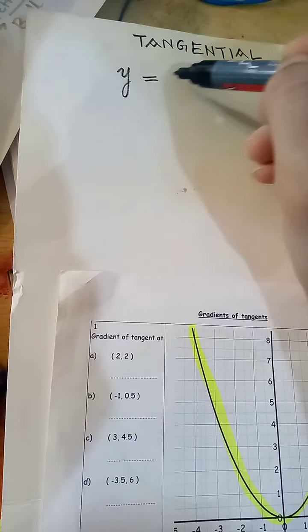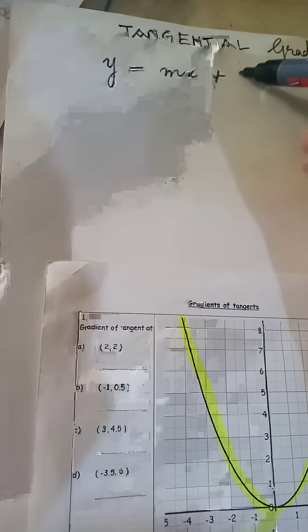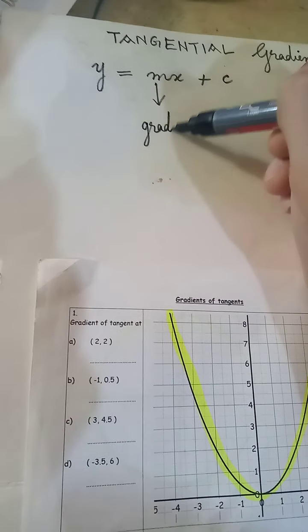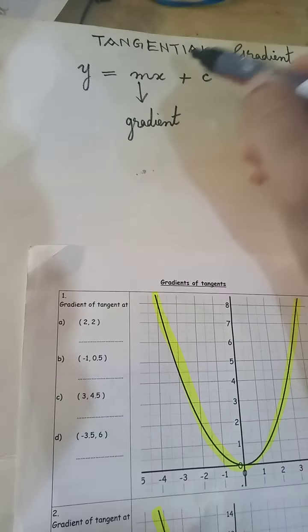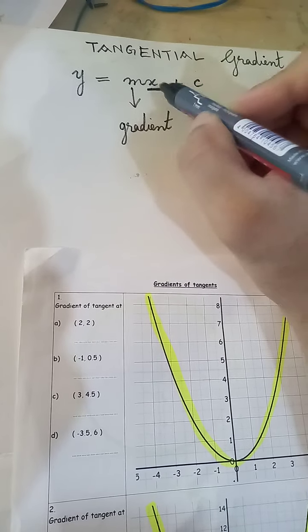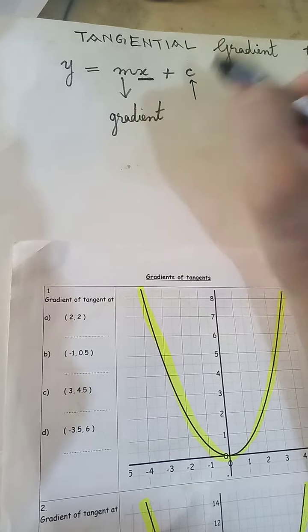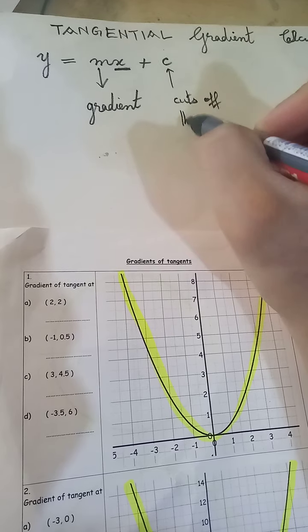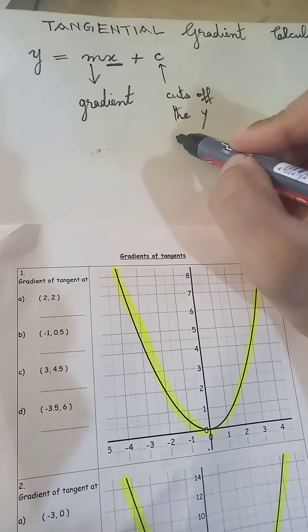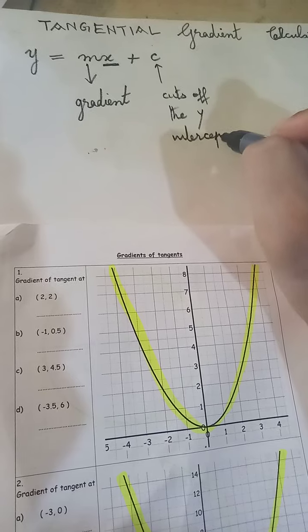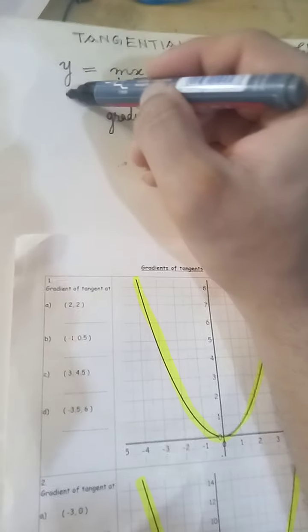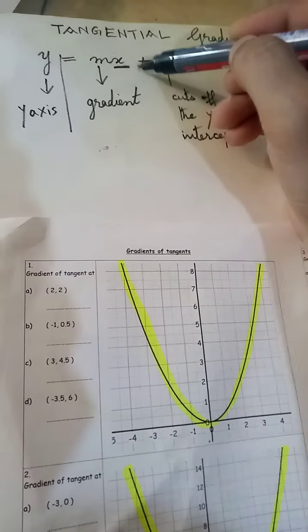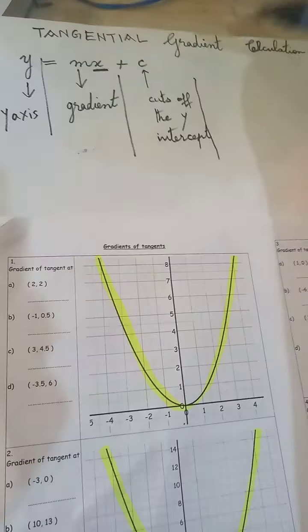Now the general formula for gradient is through this equation, y equals mx plus c. M is the gradient, that's what we'll be calculating. X is the x-axis, and c is where it cuts off the y intercept, and this obviously is the y-axis. Okay, so that's how things are.